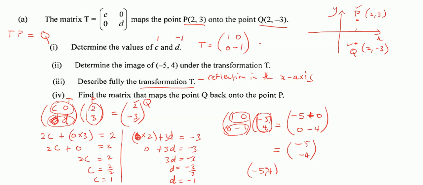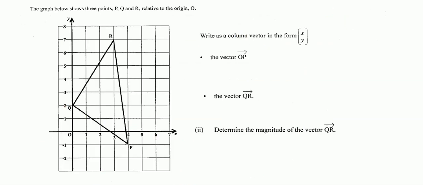The matrix that maps Q back onto P is just a reflection again in the x-axis. So therefore, the matrix you're looking for is the same: 1, 0, 0, minus 1. Okay? Next part of the question.